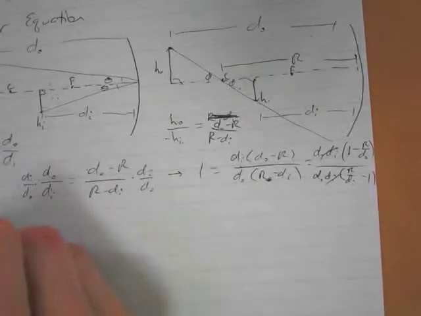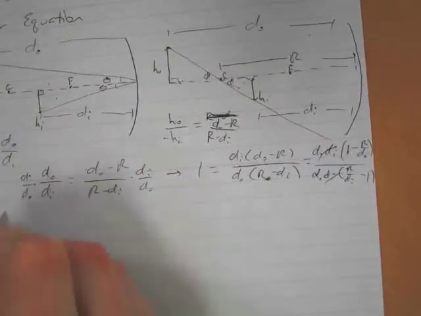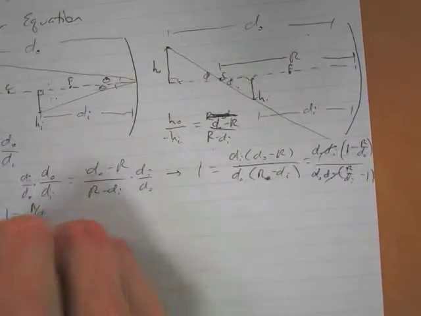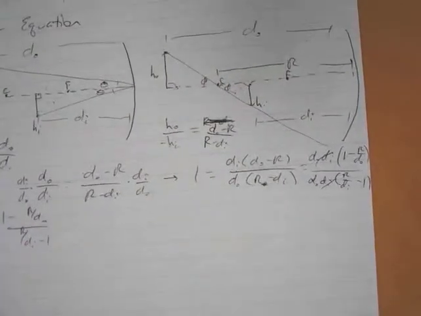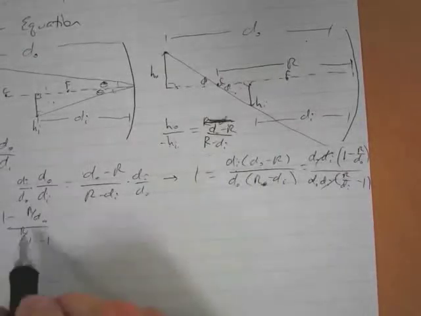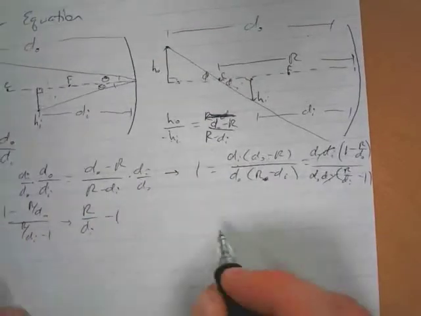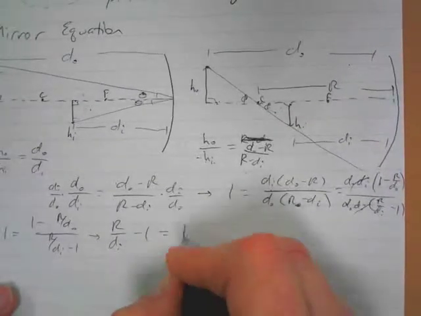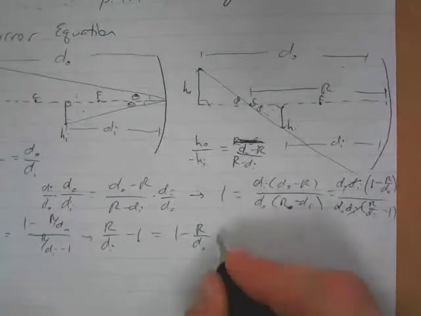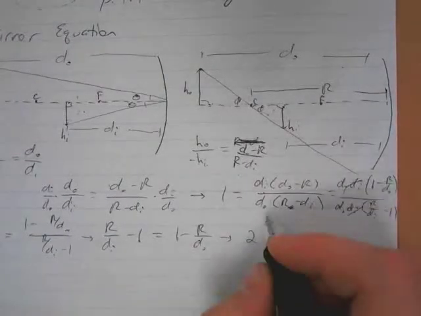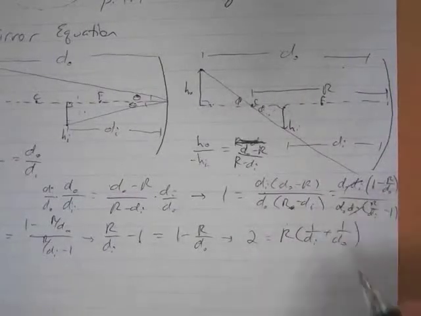We're left with 1 equals 1 minus r over dO over r over di minus 1. Alright. And if we continue to rearrange, we've got r over image distance minus 1, just multiplying this over, equals 1 minus r over object distance. And we can add that over and get a 2. We get that 2 equals r times 1 over image distance plus 1 over object distance.